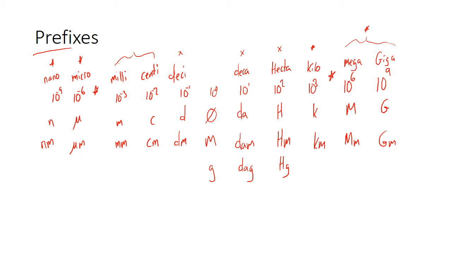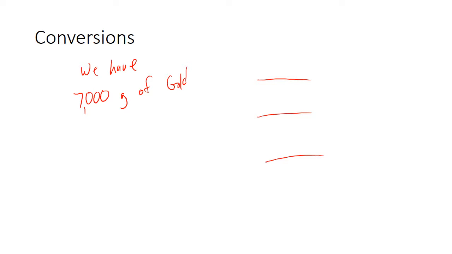So now that we know these, we're going to do some conversions. So let's pretend we have, we'll say, 7,000 grams of gold. Do you feel rich yet? So I want to know how many kilograms that is, how many megagrams that is, how many micrograms that is. All right, so we got to do some unit conversions.